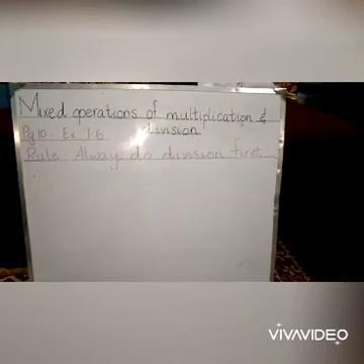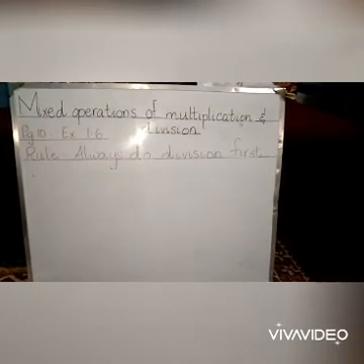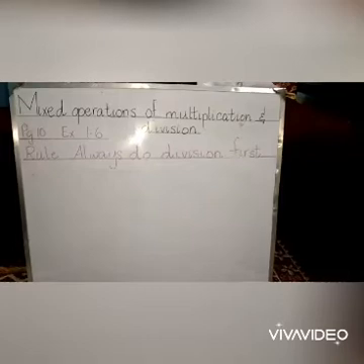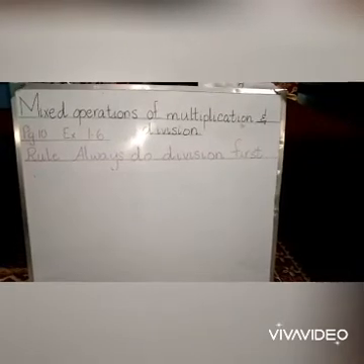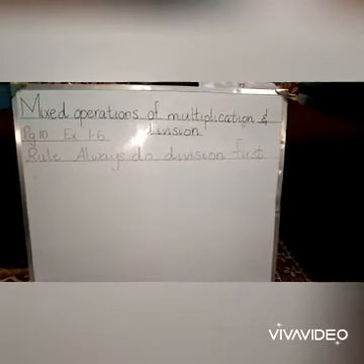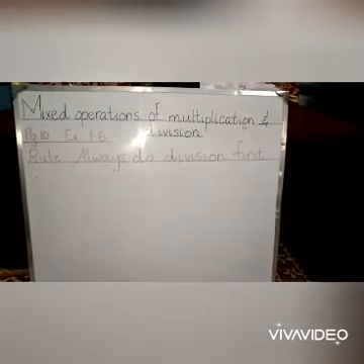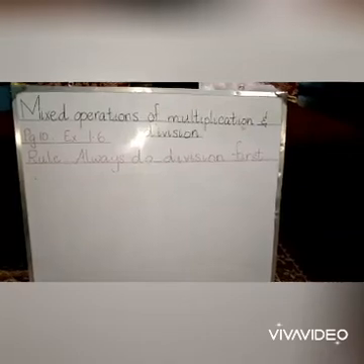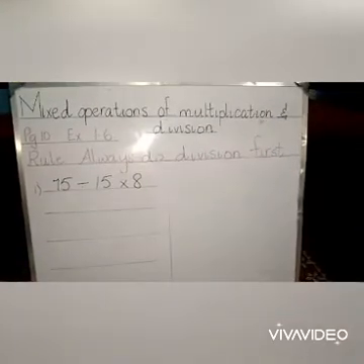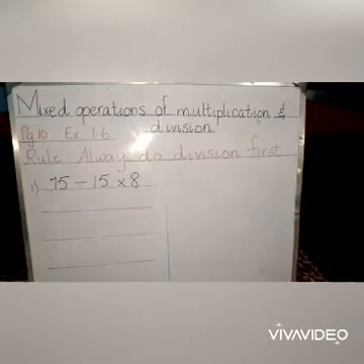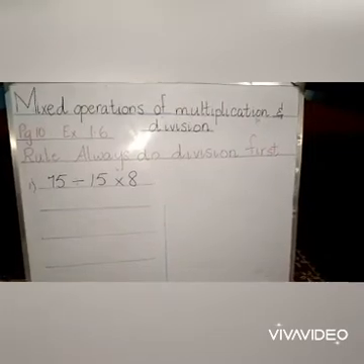Mixed operations of multiplication and division, page 10, exercise 1.6. Now this is the second part of the same exercise 1.6, of which we have already done addition and subtraction. So when we are given mixed operations of multiplication and division, we always do division first and then we multiply. If you look at the example, it says 75 divided by 15 multiplied by 8.